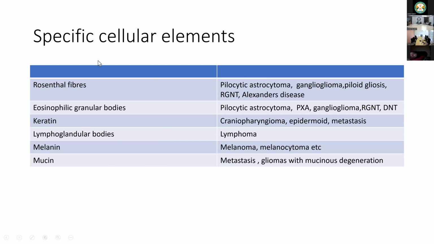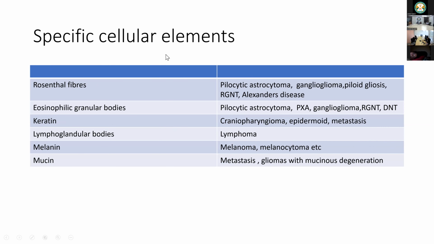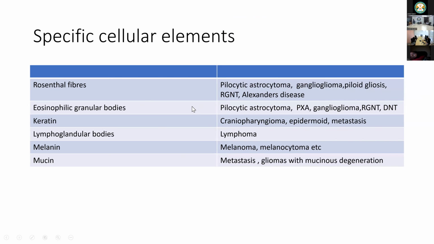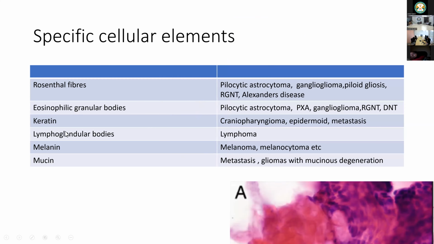ATRTs. Then specific cellular elements, background cellular elements like Rosenthal fibers, can be found in pilocytic astrocytoma, ganglioglioma, then piloid gliosis, or Alexander's disease. Eosinophilic granular bodies can also be found in pilocytic astrocytoma, PXAs, like this is an eosinophilic granular body. Keratin can be found in craniopharyngiomas, like this is an example of wet keratin. Apart from that, we can find keratin in epidermoids and squamous cell carcinoma.